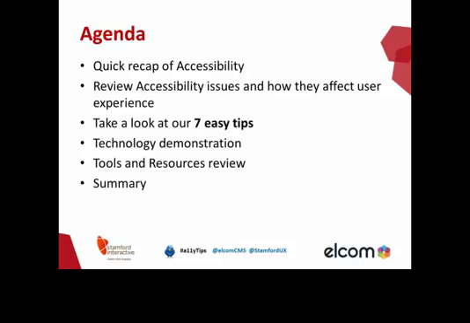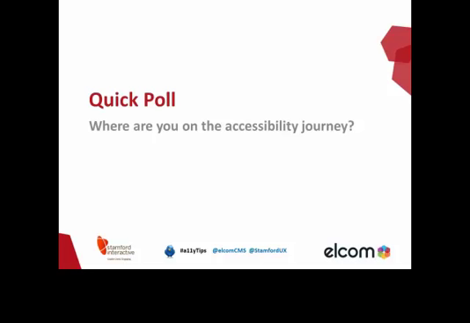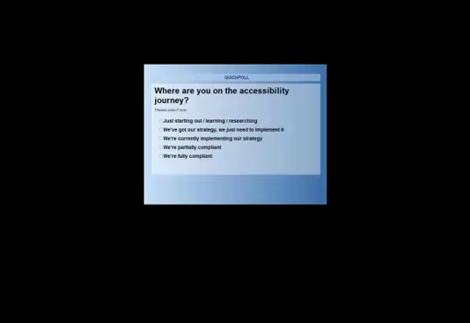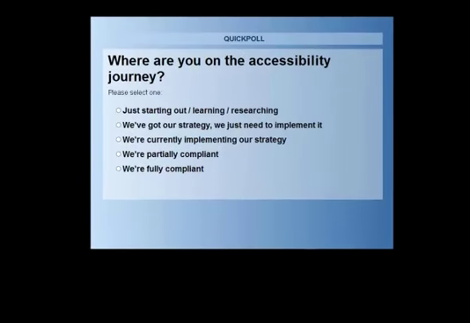So let's start off with a quick poll so that we can gauge where everyone is on your accessibility journey. So let me just launch this first. Okay. Where are you on the accessibility journey? You're just starting out, learning and doing some research. You've got a strategy and you just need to implement it. You're currently implementing your strategy, or you're partially compliant, or you're fully compliant. So take a few moments to see which one is most relevant to you, and I'll share the results so we can see where everyone is.